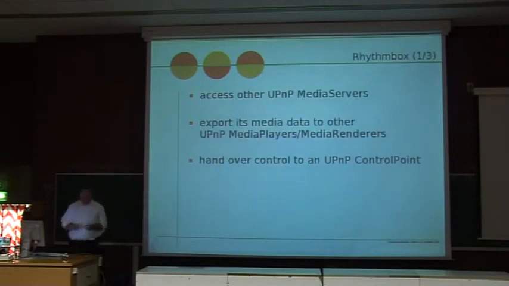Now, let's go to Rhythmbox. What we've added to Rhythmbox are these 3 key features. It's now able to access other UPnP media servers on the network. That sounds pretty easy. It's a little bit more complicated under the hood, but that's what Coherence is for. It can export its media data to other UPnP players, the things I told you before, PS3, Xbox, something like that. And we can now control it from the Nokia, from any other commercially available UPnP control point.